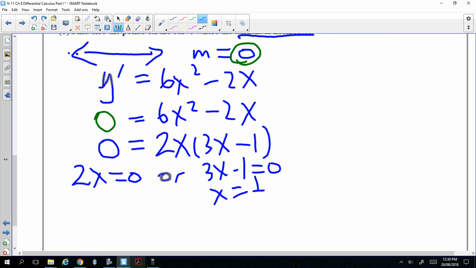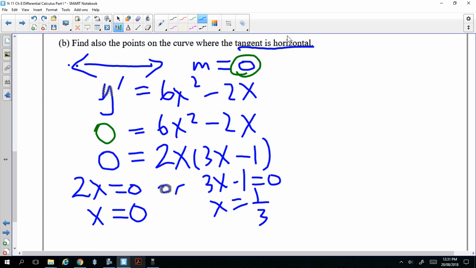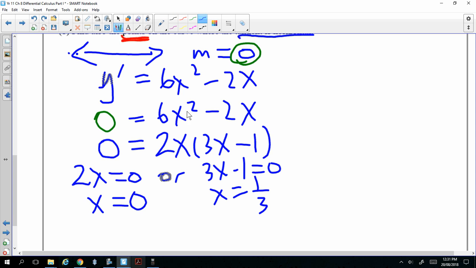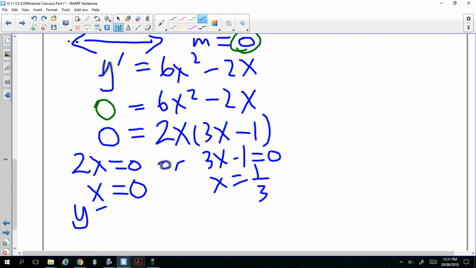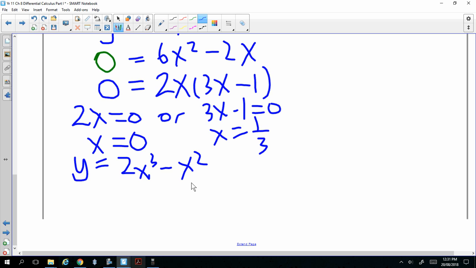So these are the two locations where the tangent is horizontal, but the question asks for the point. How do I get the point? You substitute back into the original formula, which is 2x cubed minus x squared. So substitute x equal to 0. And you get 0. So it will be (0, 0).